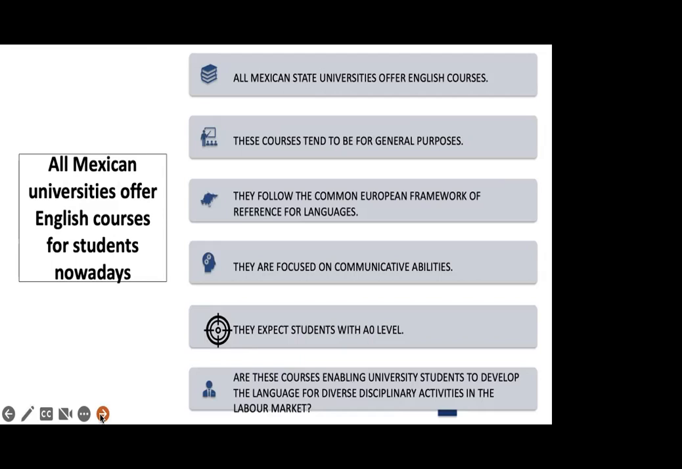This is problematic because it shows that our public and private educational system has some limitations to develop the language skills. In other words, 8 years of learning the language probably is not working properly. An evaluation of how the different state programs are working today and an account of what has and has not been done in them are urgent. But the question that we would like to ask you is, are these courses enabling students to develop the language for diverse disciplinary activities in the labor market?